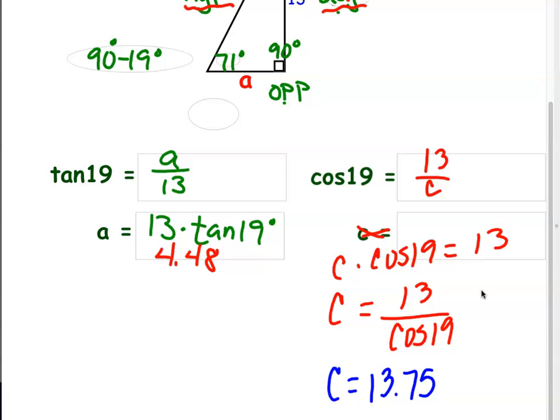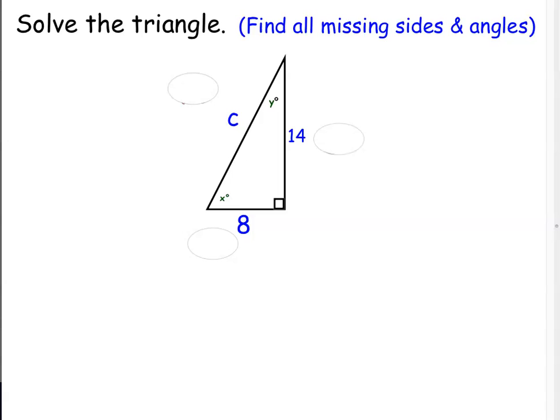All right, so that's solving a triangle. So you guys go ahead and try to find all missing sides and angles on this one.